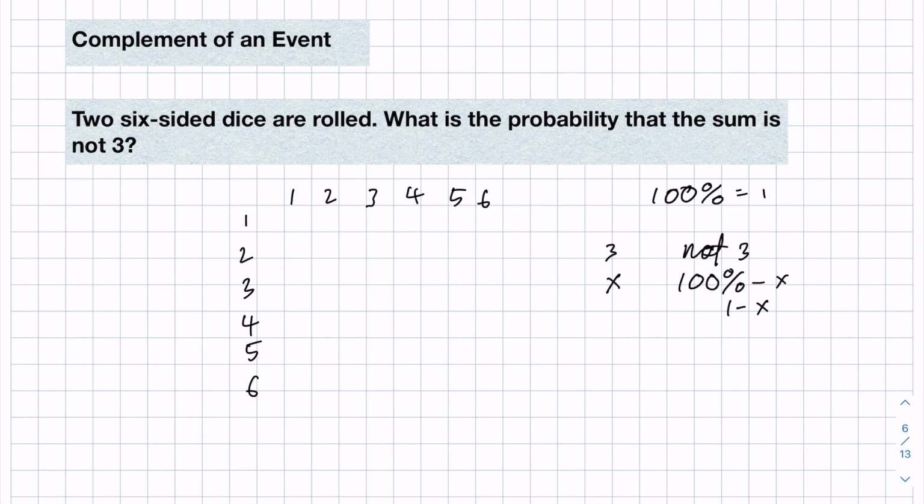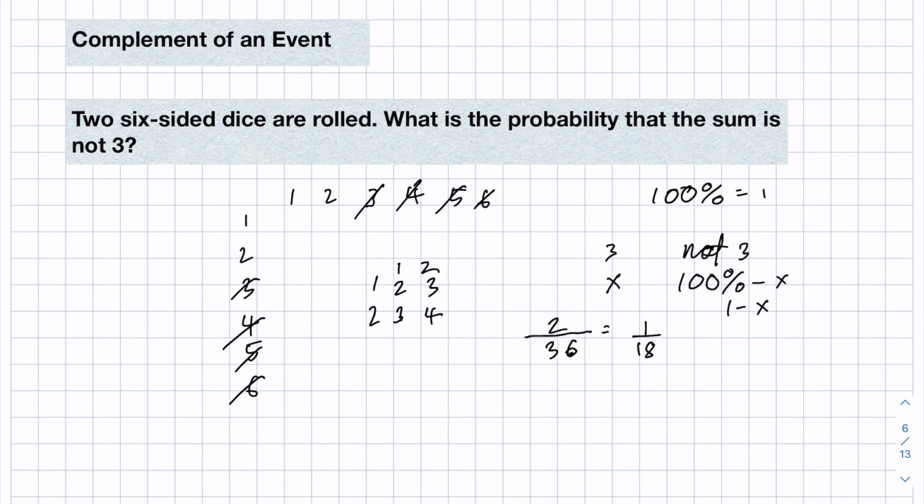We'll use the same logic as before. 6, 5, 4, 3 cannot add up to 3 whatsoever. So we have 1, 2, and 1, 2 remaining. So this is 2, this is 3, this is 3, and this is 4. So we have 2 3s here remaining, and that'll be 2 over 36, which we said was 1 over 18.